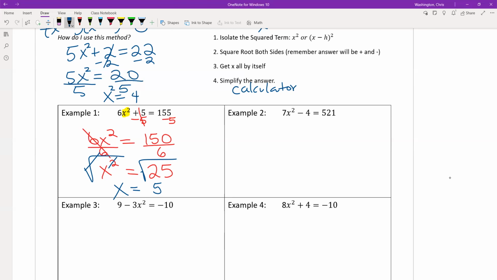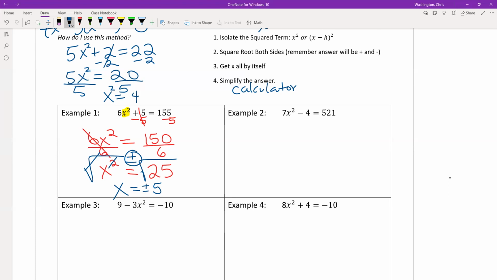What's the square root of 25? The square root of 25 is 5 because 5 times 5 is 25. But what about negative 5? What if we were to take negative 5 and multiply it by negative 5? Wouldn't we also get 25? Yes. So anytime we take the square roots, we technically need to take the positive and the negative square roots.